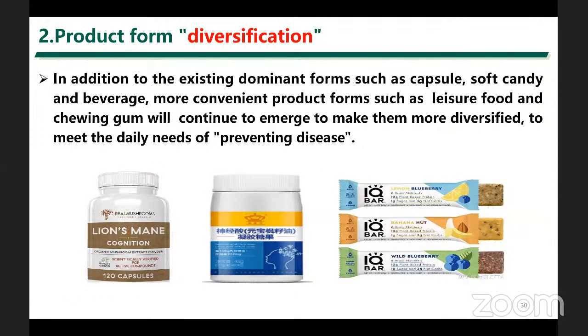Secondly, the product form will be diversified, including the dominant forms such as capsule, soft candy, and beverage. More convenient product forms such as lithium food and chewing gum will continue to emerge to make them more diversified to meet the daily needs of preventing diseases.